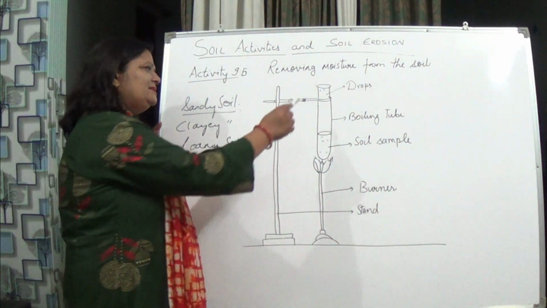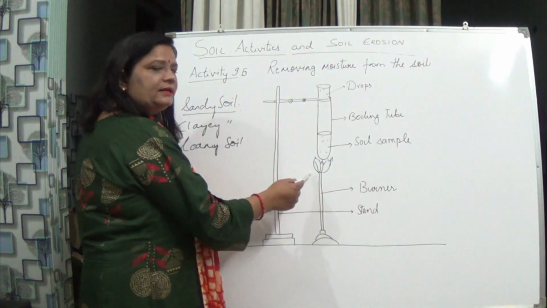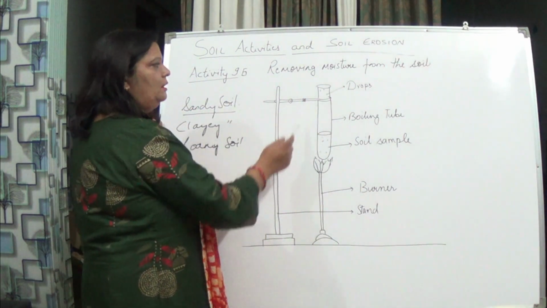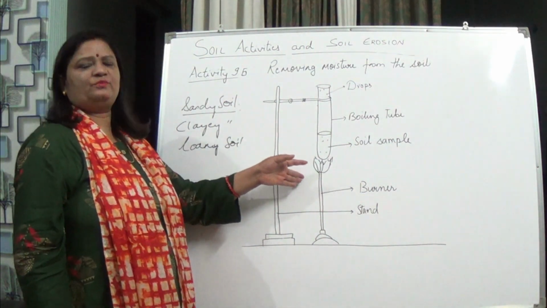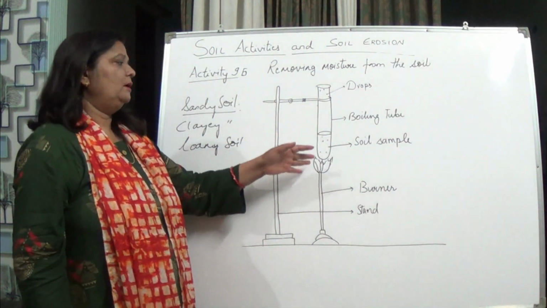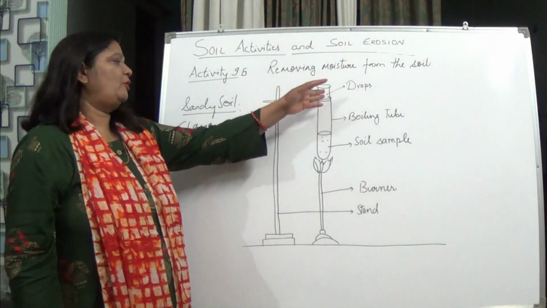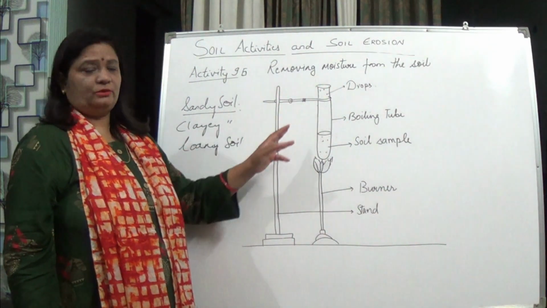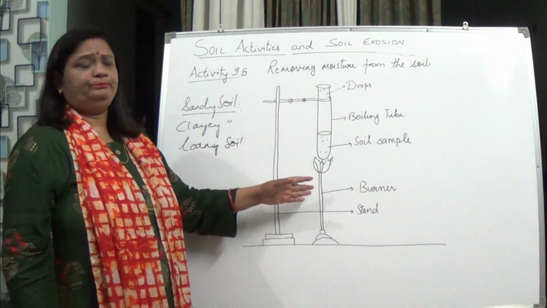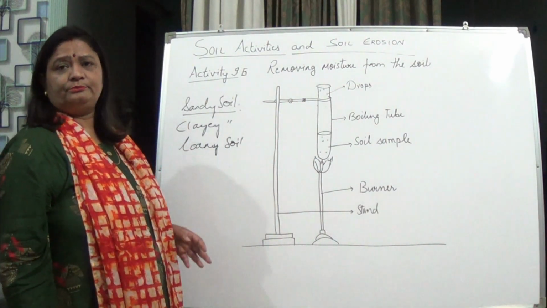And this is the cooler part of the test tube, because we are heating from here. When you remove the burner, you will be seeing water droplets on the upper portion of the test tube. This you can do at home also.